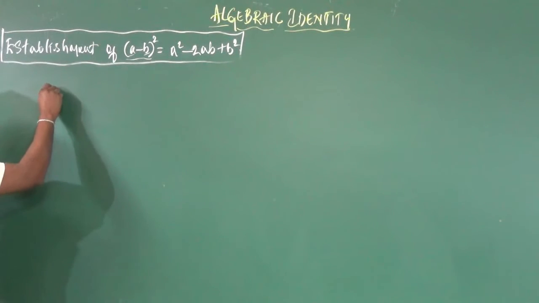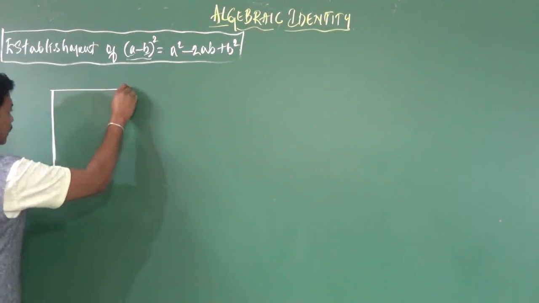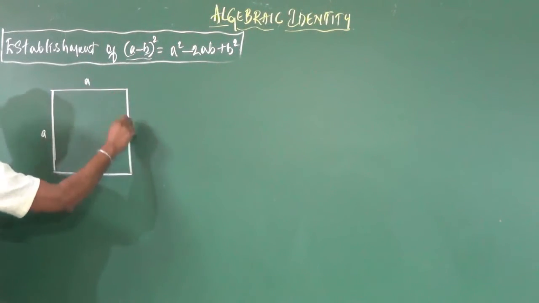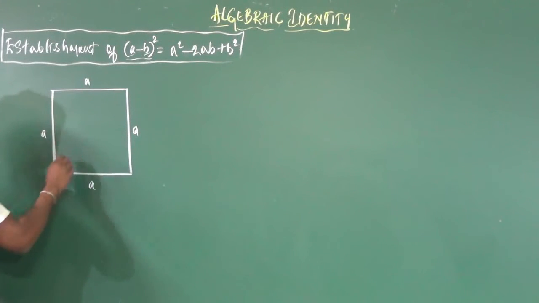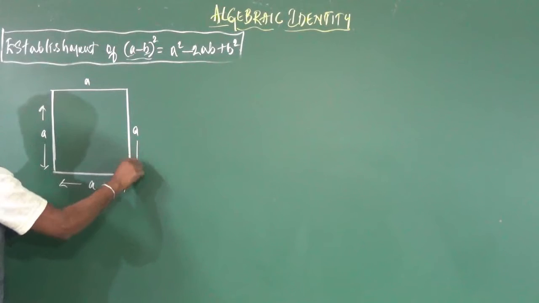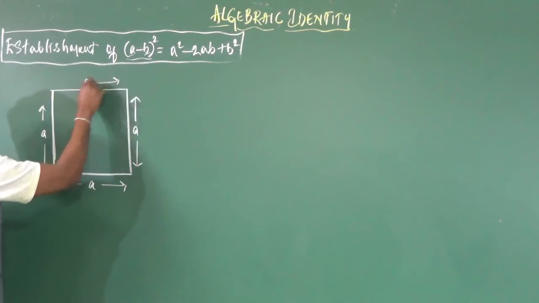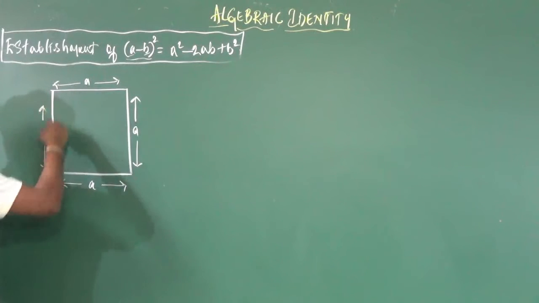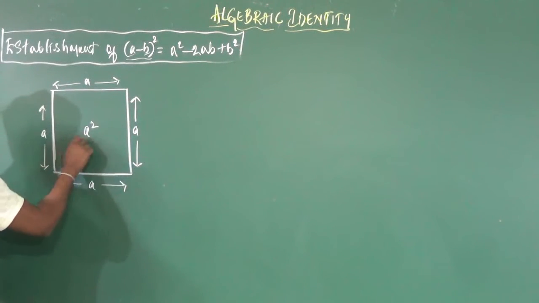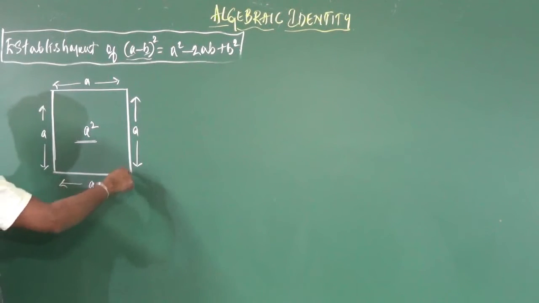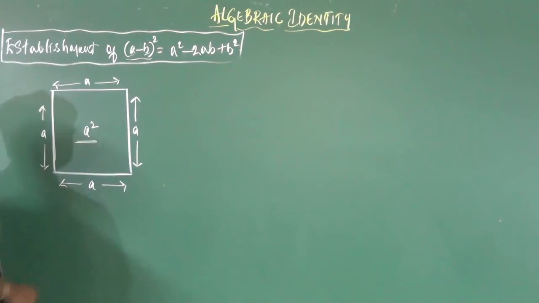Now let us imagine a square whose sides are a units. So all the sides are equal to a units. So this is a units, this is a units, this is a units, and this is also equal to a units, right? So if the side of the square is a units, naturally the area of the square will be a square units. Okay, a into a, that is side into side, is a square units.